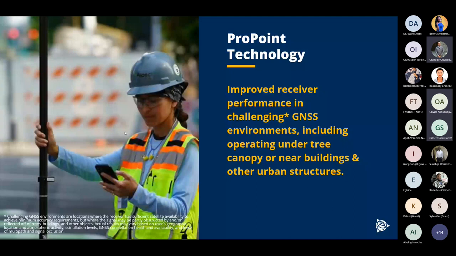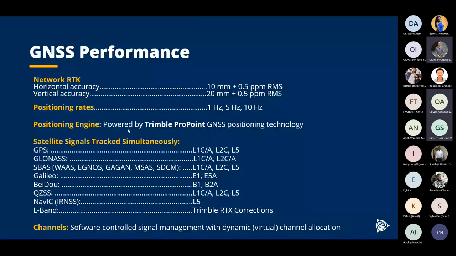The same engine we are using for the DA2 GNSS Catalyst antenna. This is just a slide to show you the GNSS performance. I might not at this time go through each and every thing here, but this information is available in the datasheet that is freely downloadable from the Trimble website. You can download and check this technical specification that defines the GNSS performance of the DA2 antenna.